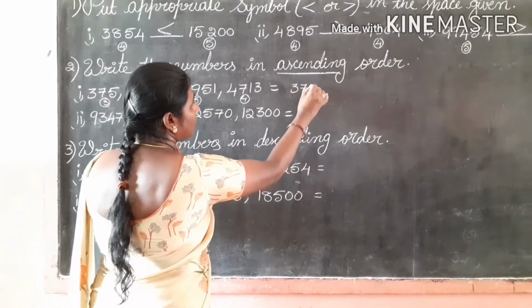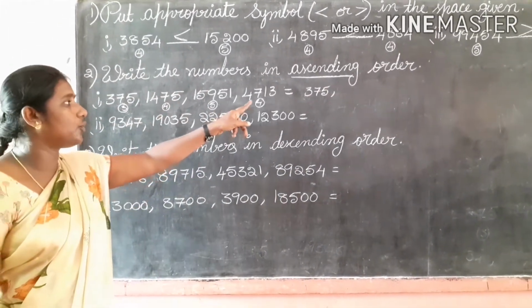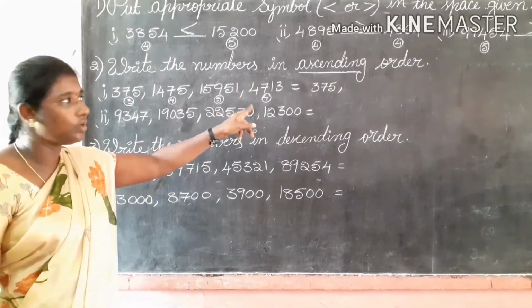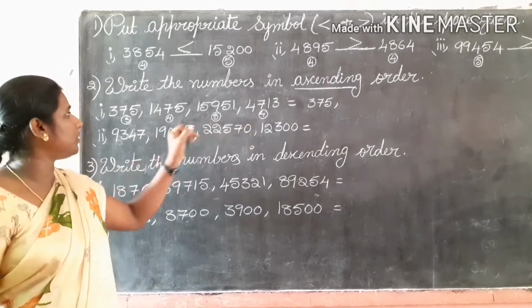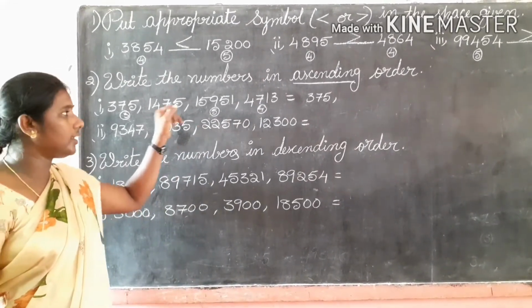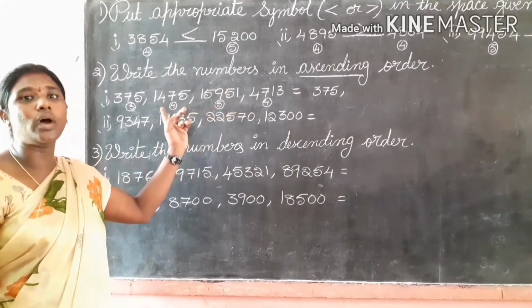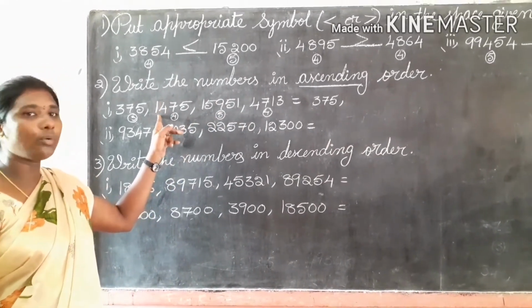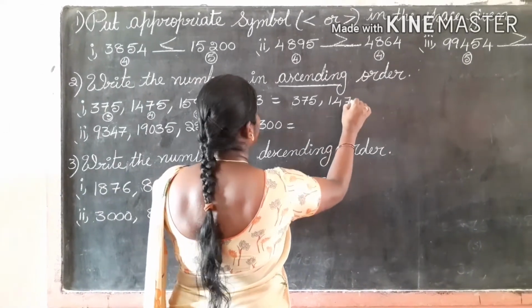Next, there are two numbers with 4 digits. Now in these two, which is the smallest one? We have to check their leftmost places. Here the first number is 1. Here the first number is 4. Now in these two, what is the smallest number? 1 is the smallest number. Then we have to write 1,475.